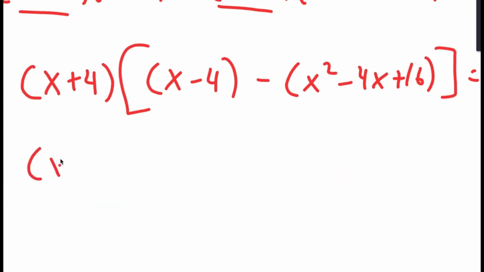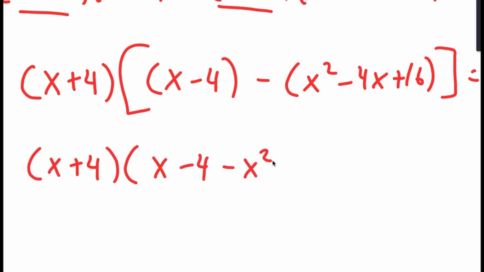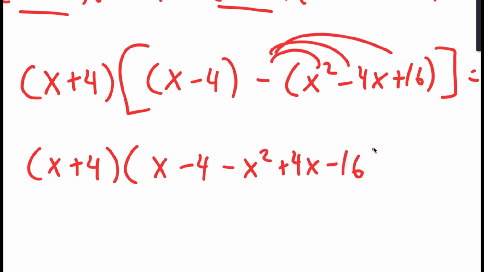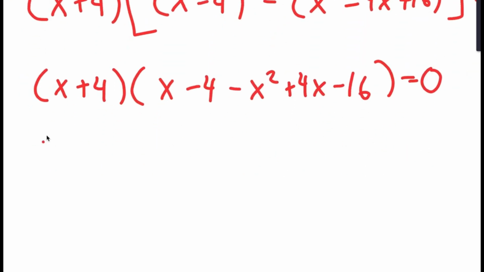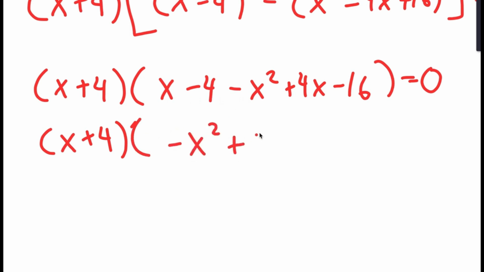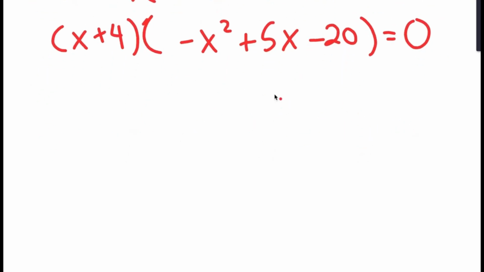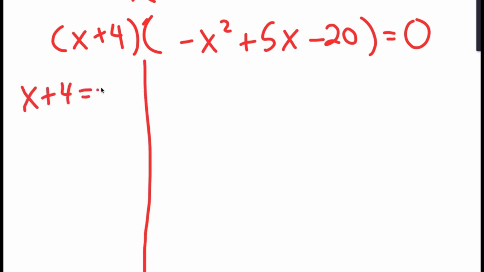Now from here, this is equal to x plus 4 times x minus 4 minus x squared plus 4x minus 16. I just distribute the negative sign, is equal to 0. And let's simplify this even more. I get x plus 4 times negative x squared plus 5x minus 20 is equal to 0. So I get two equations from this. I get x plus 4 equals 0, and negative x squared plus 5x minus 20 is equal to 0.